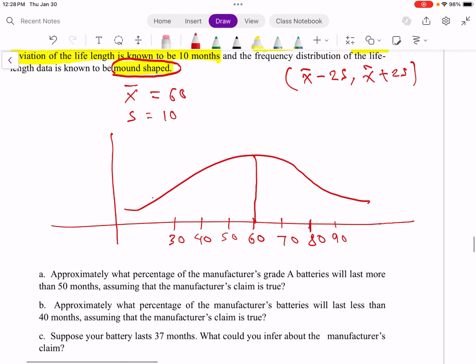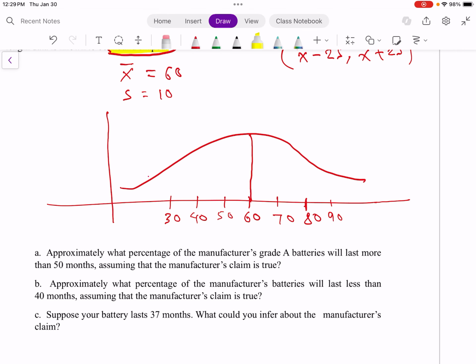Now the question here: approximately what percentage of the manufacturer's grade A batteries will last more than 50 months? Okay, now we want to know the percentage of the manufacturer's grade A batteries that last more than 50 months. Now, more than 50 months means what? So we are looking for the months which are more than 50. Now, where do we find those months here? So our 50 is here, right?